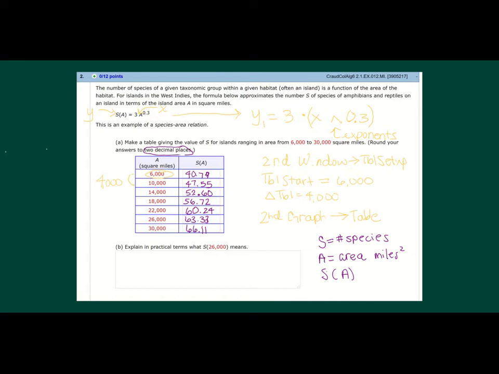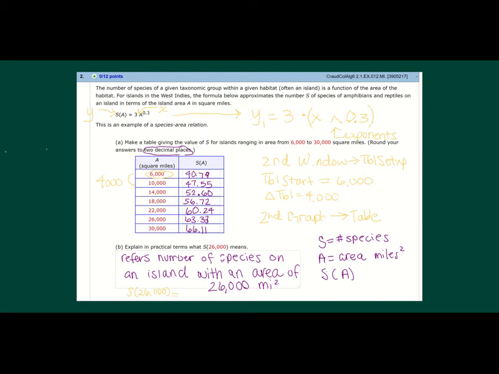S of 26,000, this refers to the number of amphibians, or number of species, on an island with an area of 26,000 square miles. You could go on to specify exactly what the number of species on that island would be because it's in our table. Okay, I'm going to use a different color to continue this answer. Okay, S of 26,000.